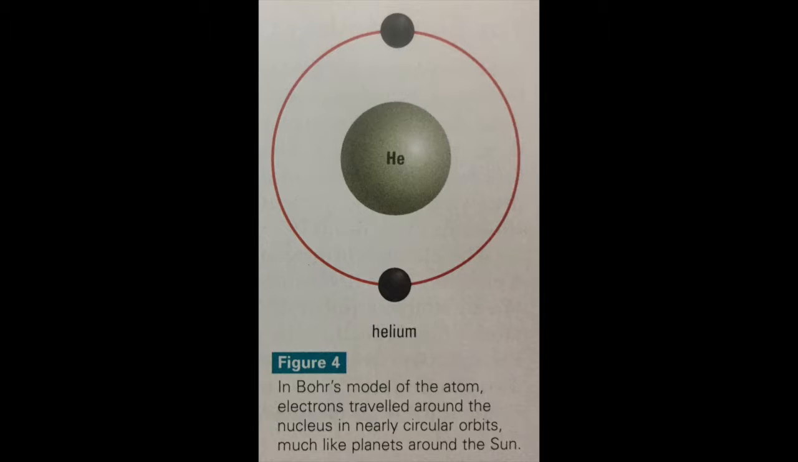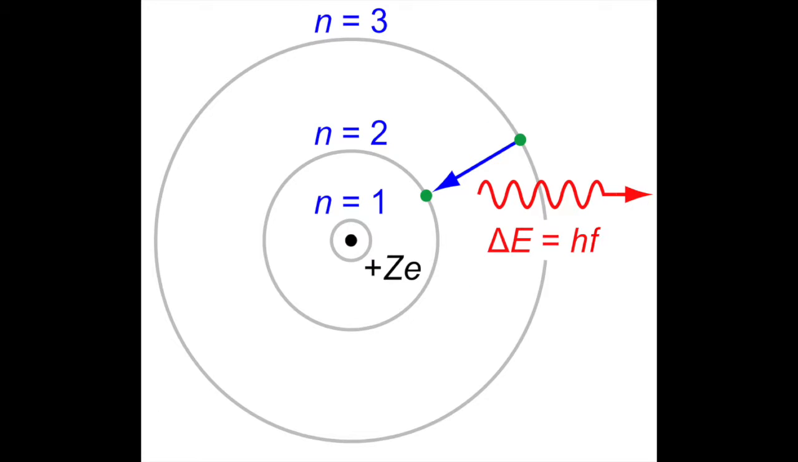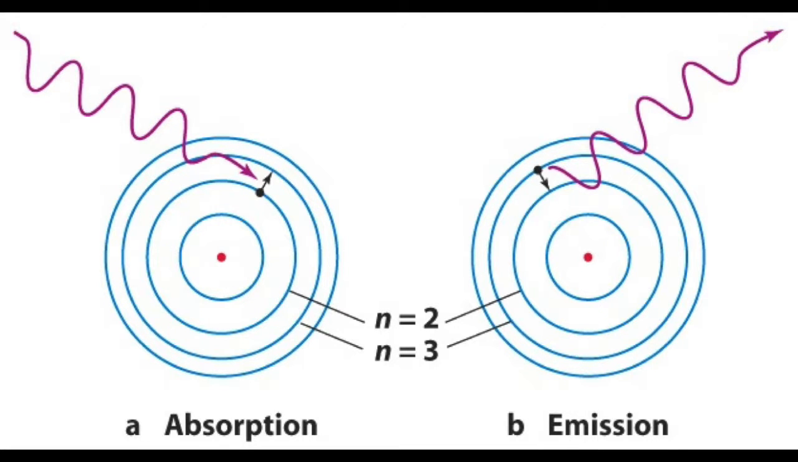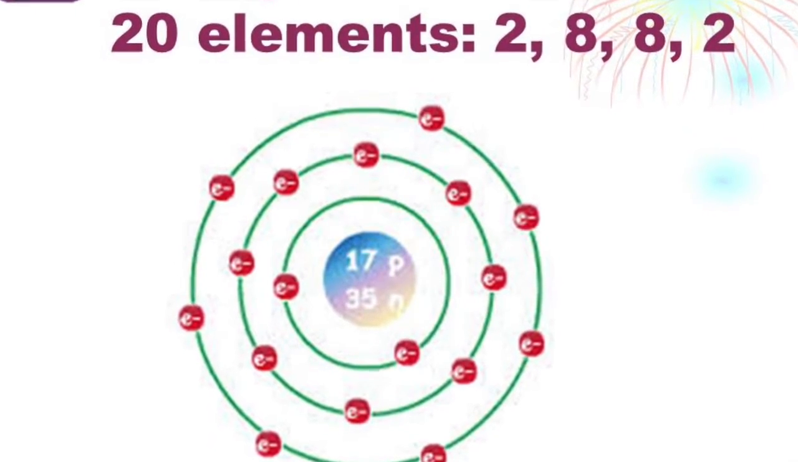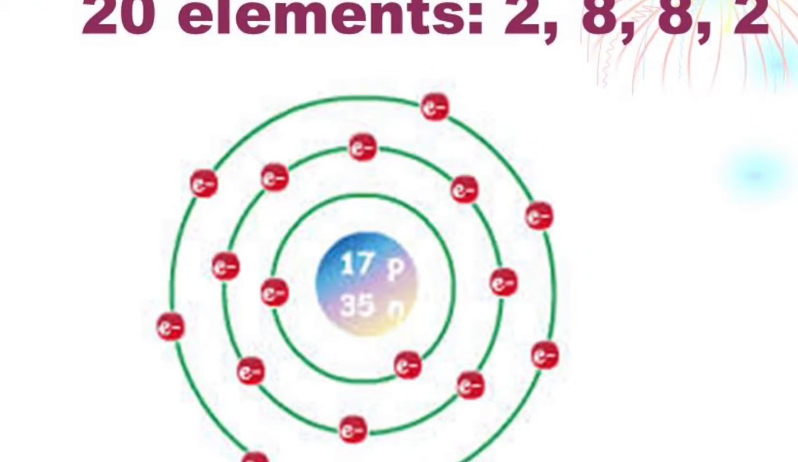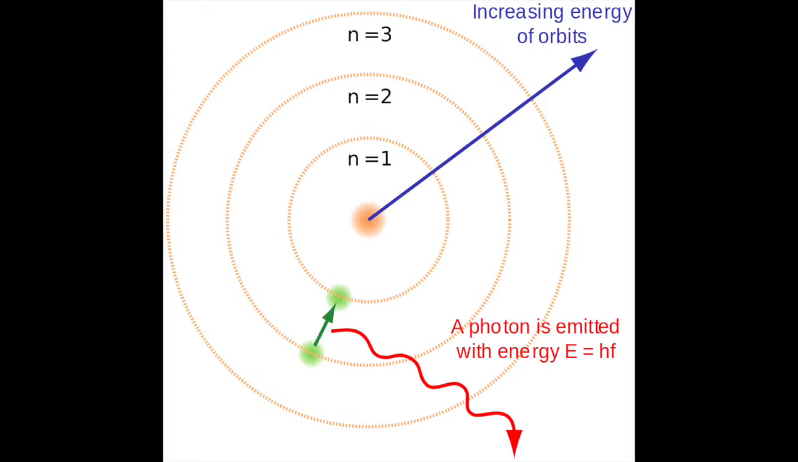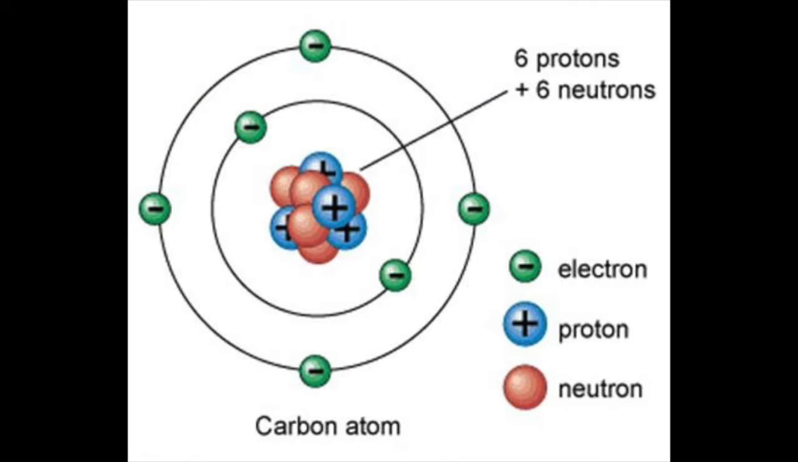planets around the sun. Each electron in an orbit has a definite amount of energy. The farther away the electron is from the nucleus, the greater its energy is. Electrons cannot exist between these orbits, but can move up or down from one orbit to another. The order of filling of electrons in the first 3 orbits is 2, 8, and 8. Electrons are more stable when they are at lower energy, closer to the nucleus.